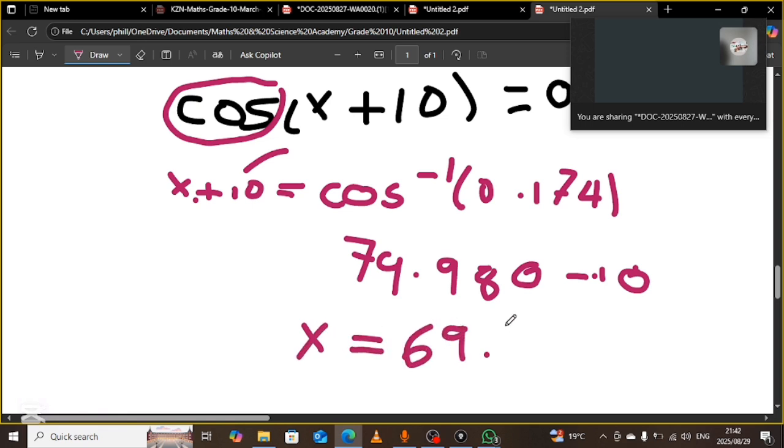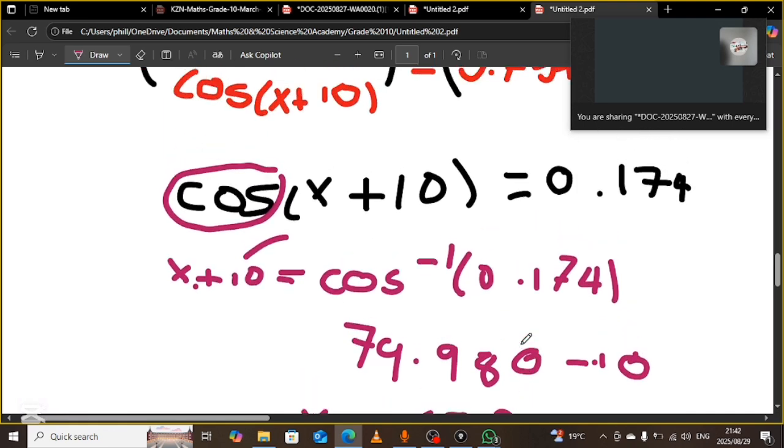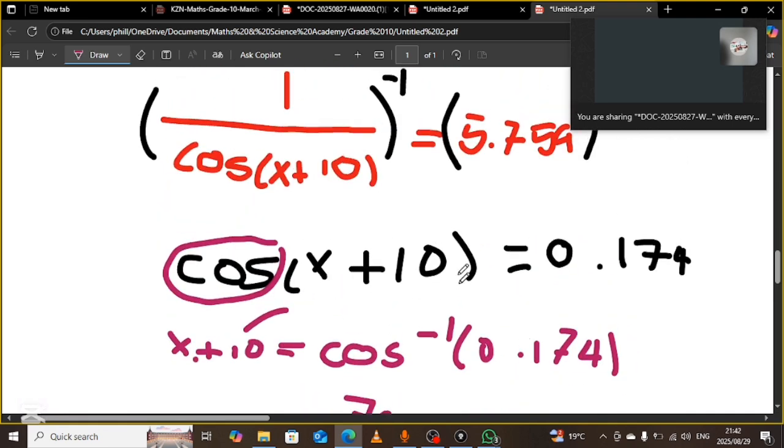Did you get the procedure? Yes. So don't forget, treat this thing inside the bracket as one thing, as an angle. Don't ever make this mistake of multiplying everything inside the brackets. No, this thing is an angle, so we don't treat it the way we treat other things.